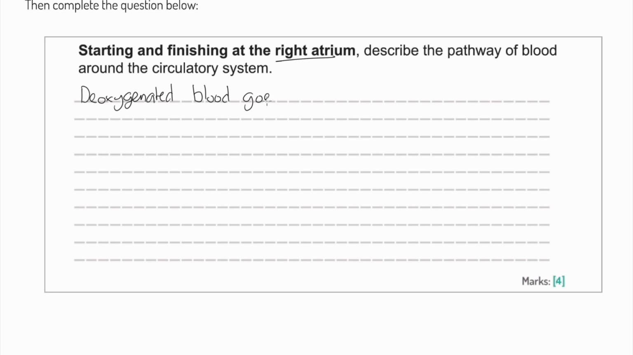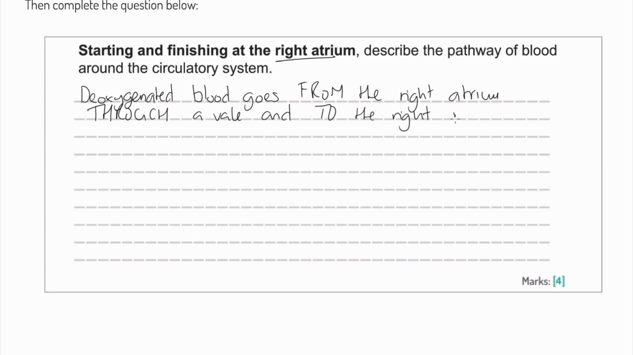Goes from the right atrium through a valve and to the right ventricle. Now, of course, my second statement is going to be something along the lines of it then goes from the right ventricle through a valve and to the pulmonary artery. And I can just keep doing that again and again.